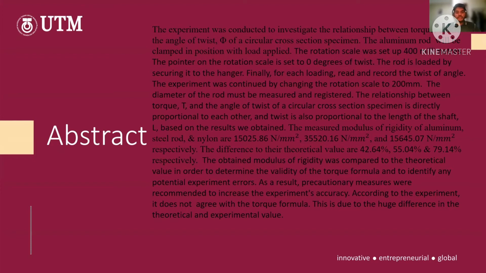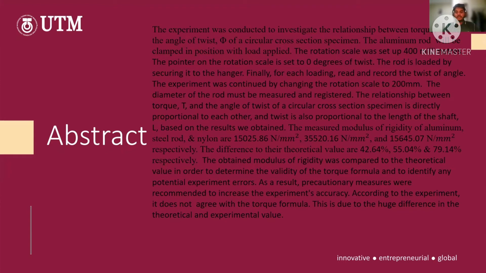The experiment was continued by changing the rotation from 400 millimeters to 200 millimeters. The diameter of the rod must be measured and registered. Based on the results we obtained, the relationship between torque T and the angle of twist of a circular cross-section specimen is directly proportional, and the twist is also proportional to the length of the shaft L.